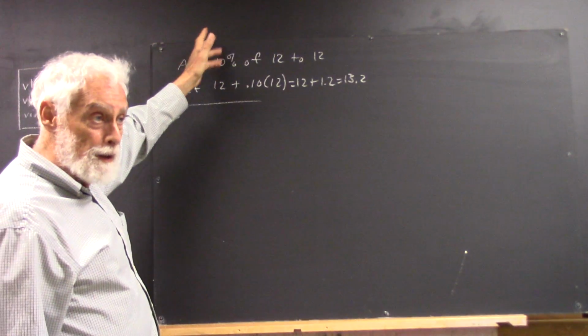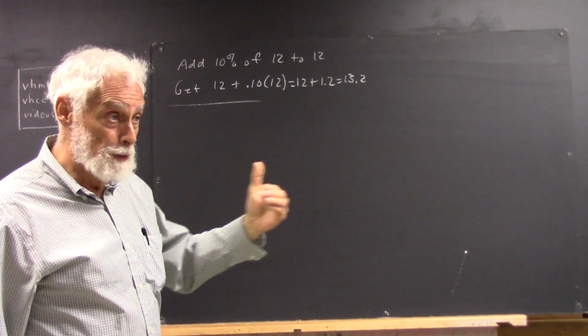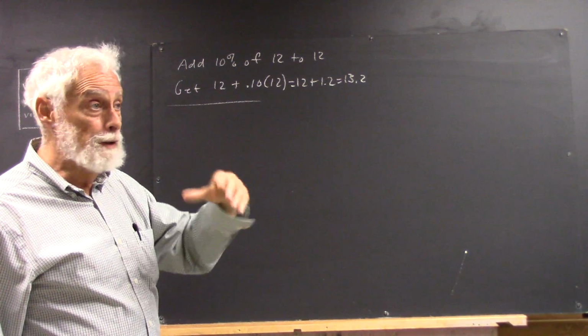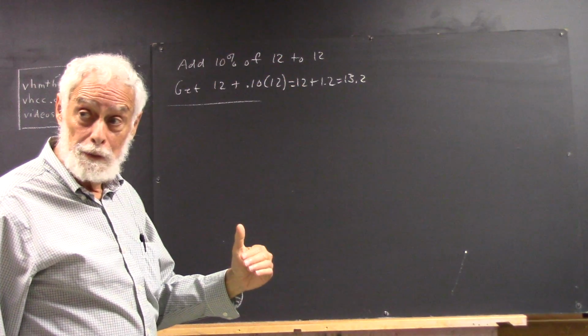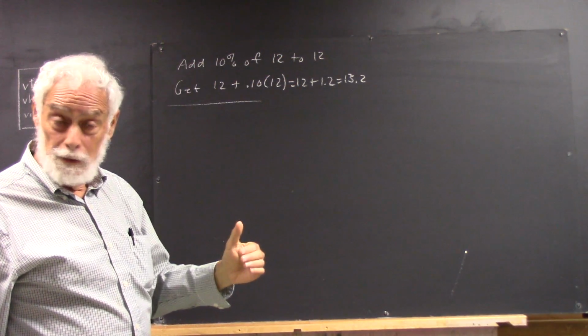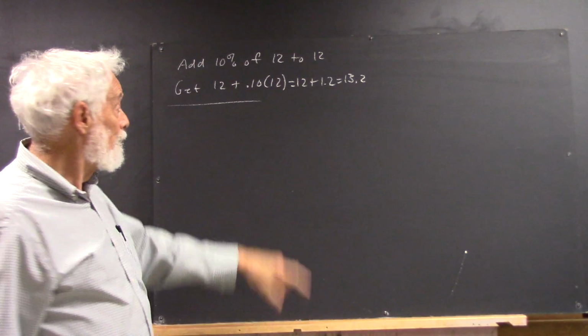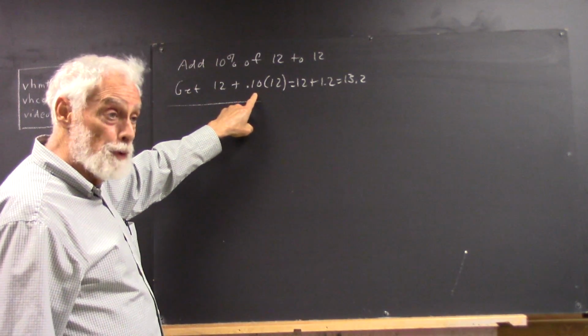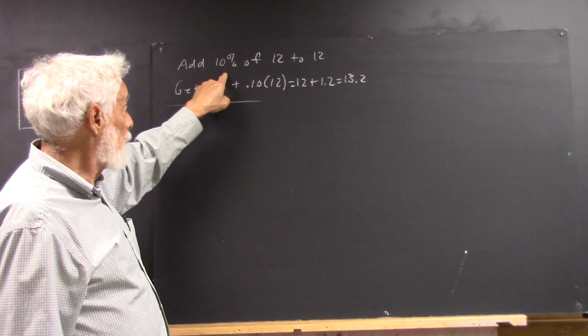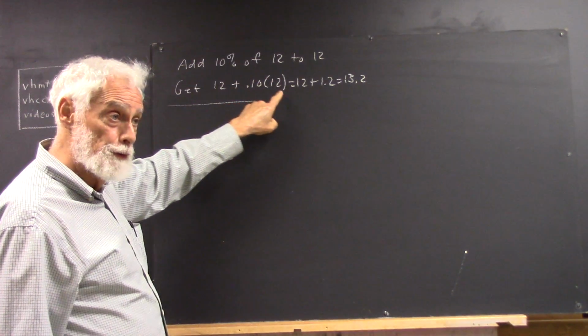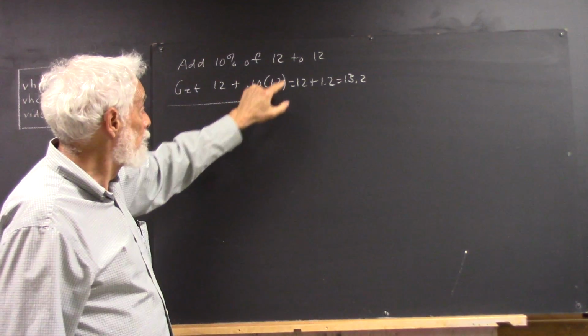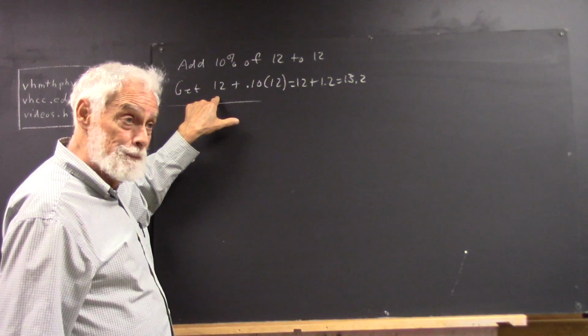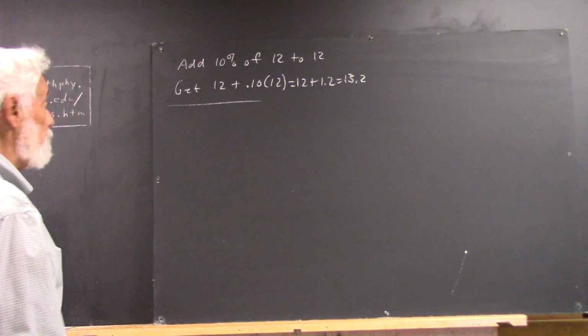Okay, so if you don't understand that, I'll just say it because it'll be in the video. 10% means 10 per 100. Percent means per 100. 10 per 100 means 10 divided by 100. 10 divided by 100 is 0.10. So 10% is 0.10. And 10% of 12 is 0.10 times 12. And that's what we're adding to 12. Okay?